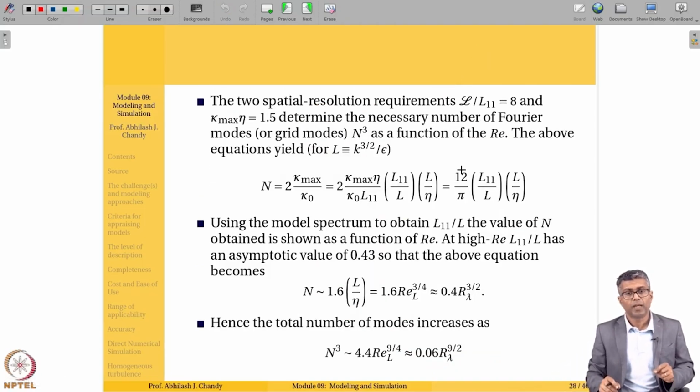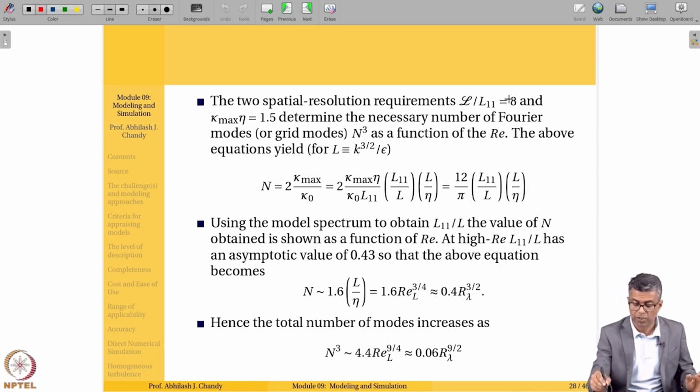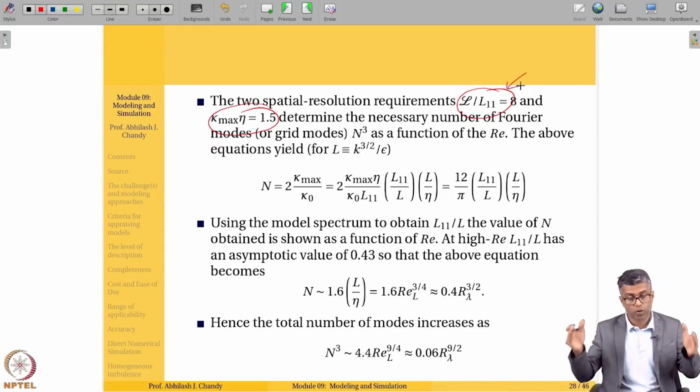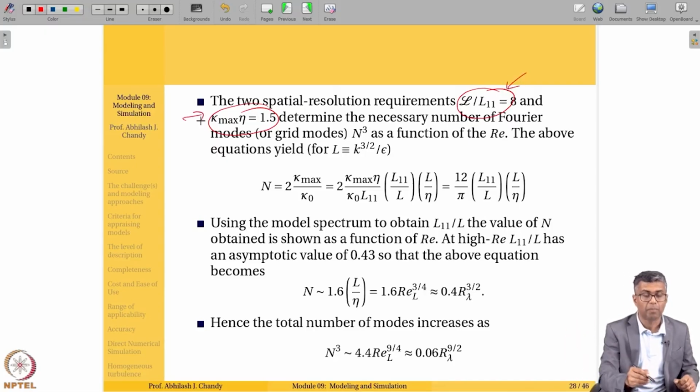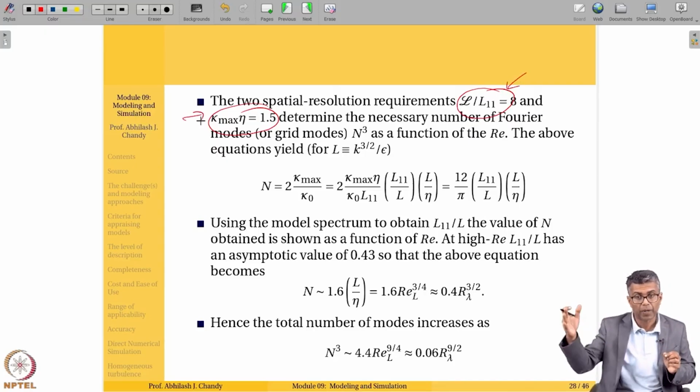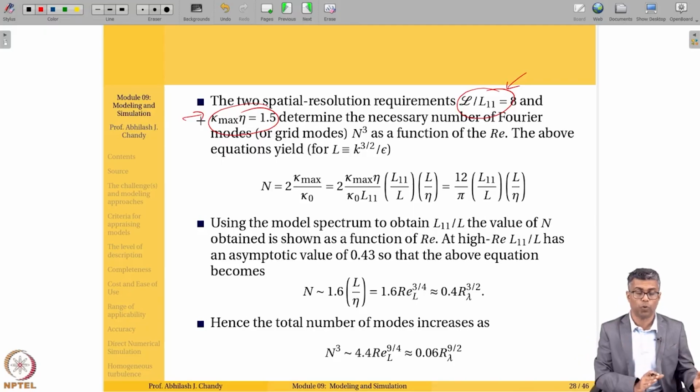Now, if I look at my 2 spatial resolution requirements, which are basically L over L11 equal to 8 and kappa max eta equal to 1.5, these are your 2 spatial requirements. This determines the box size and this determines my grid size, the upper limit and the lower limit. So that will tell us the number of Fourier modes that are required.